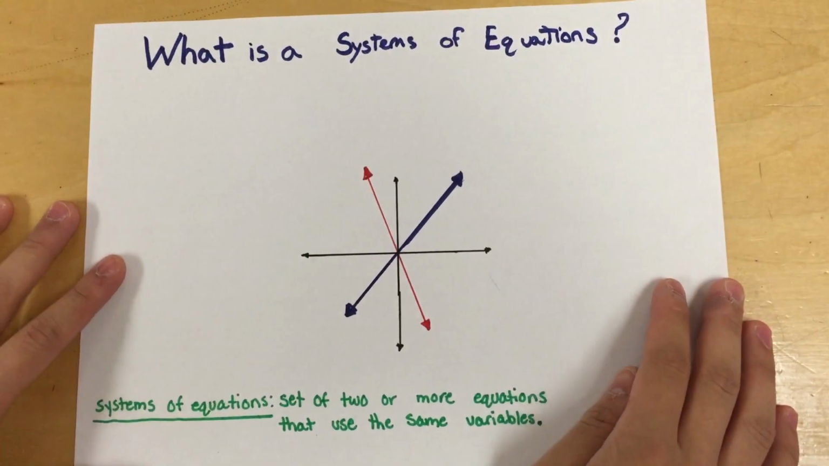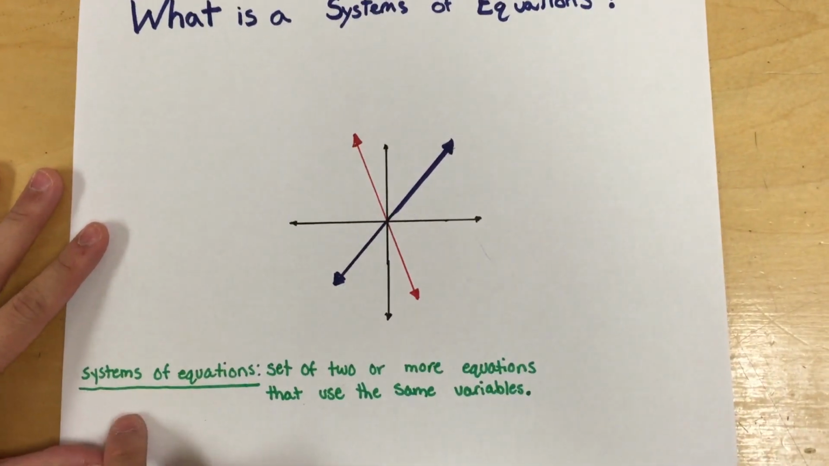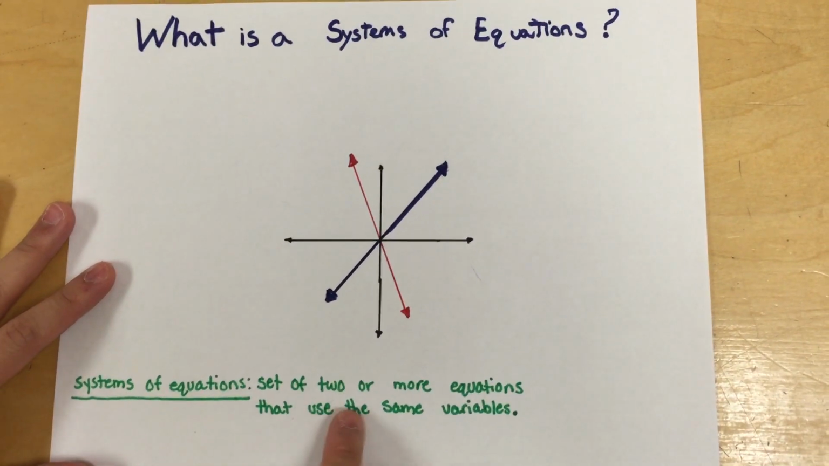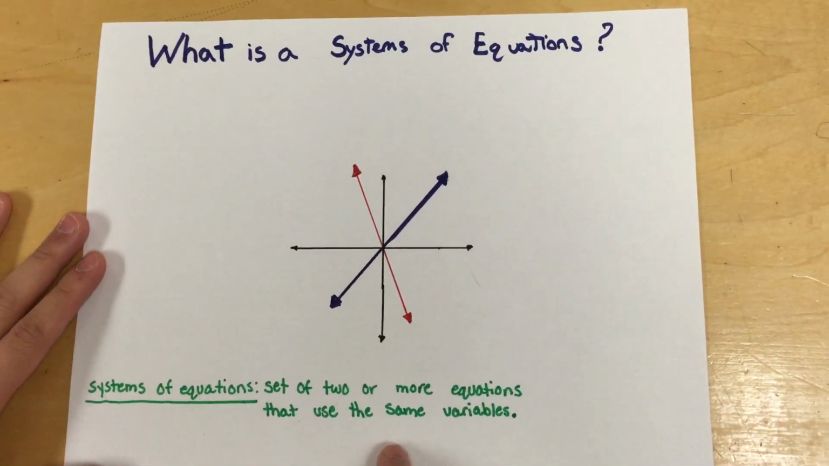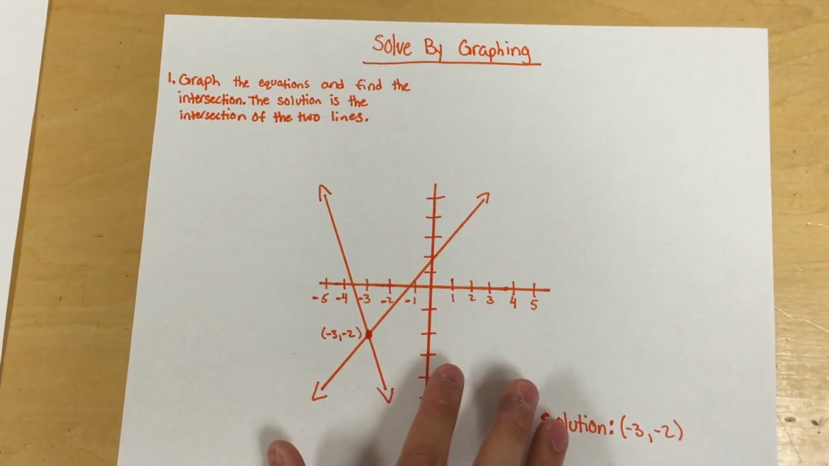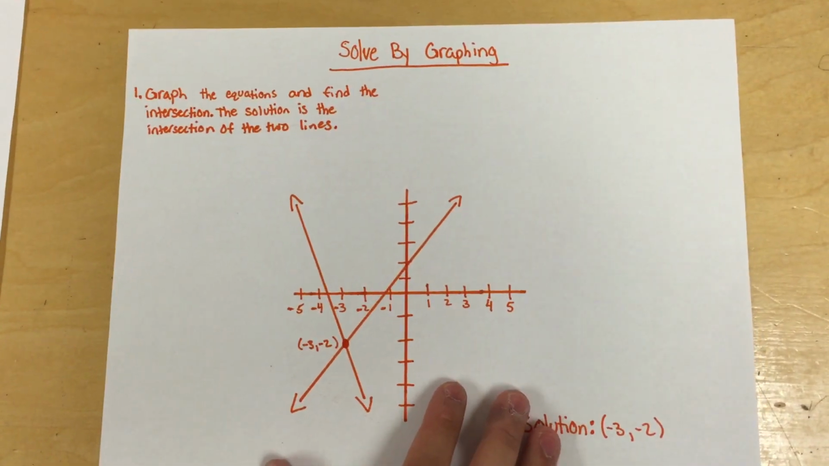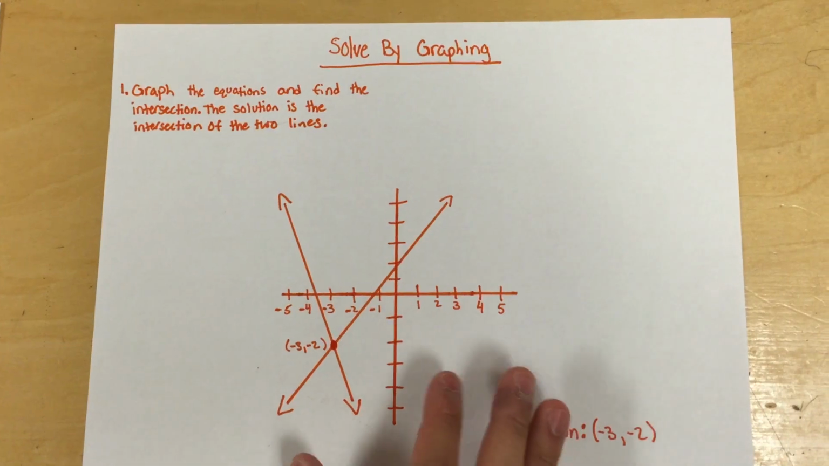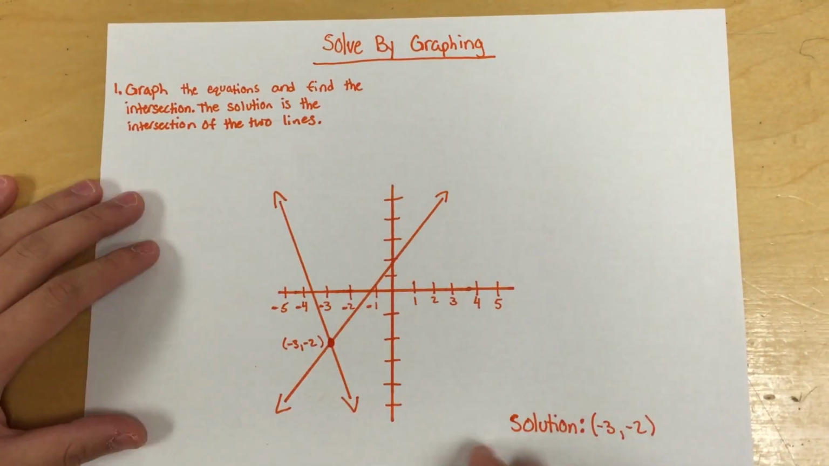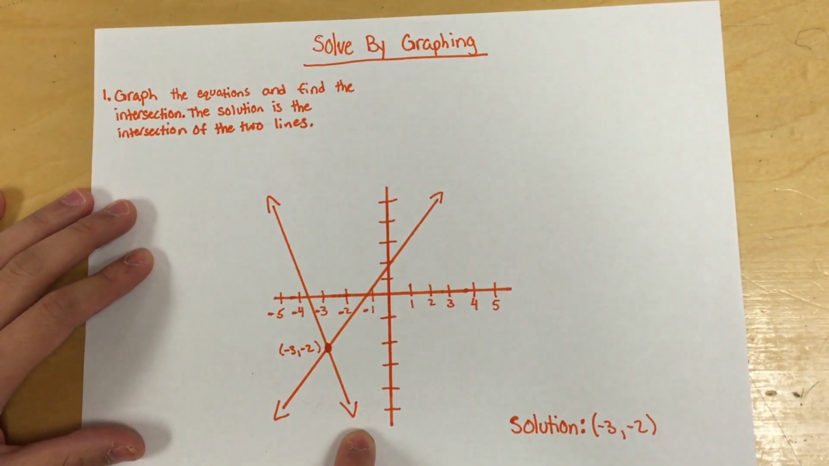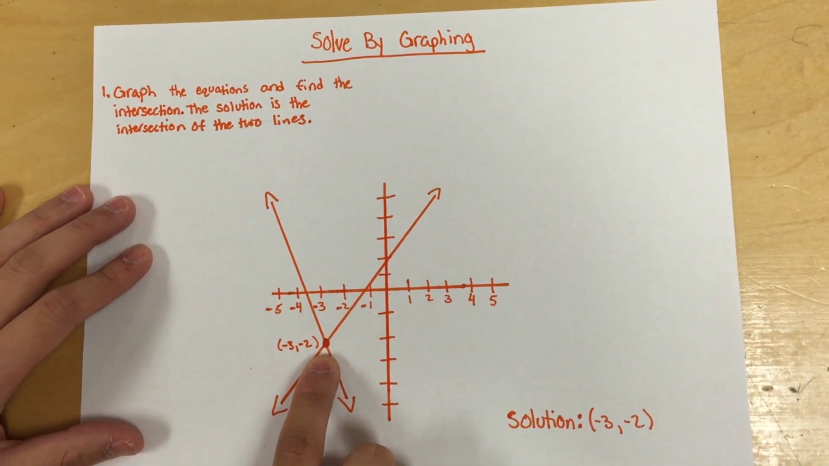So what is a system of equations? A system of equations is a set of two or more equations that use the same variables. You can solve systems of equations multiple ways. First, we'll go over how to solve by graphing. You can graph both equations as observed, and the solution is where the equations intersect.